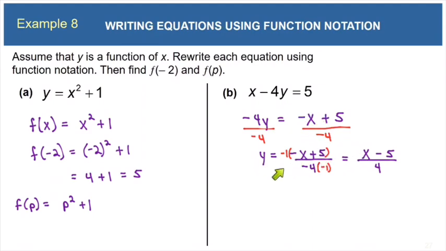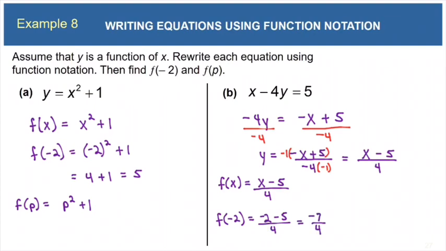So now I have y equals x minus 5 all over 4, and I'm going to replace the y with f of x, and now we're going to evaluate f of negative 2 and f of p. So if I put in negative 2 here, f of negative 2 is going to be negative 2 minus 5 all over 4. That's negative 7 over 4. And then f of p means I just replace the x with a p, and f of p is going to be p minus 5 over 4.